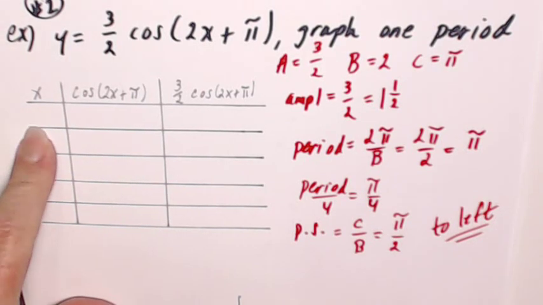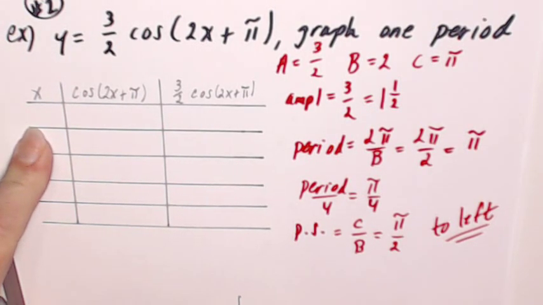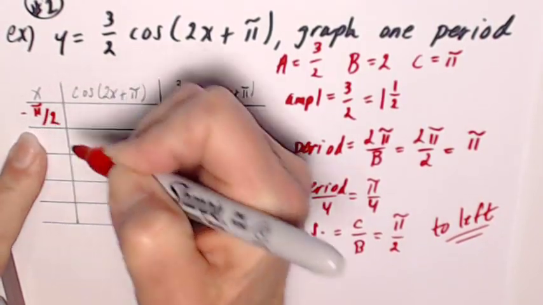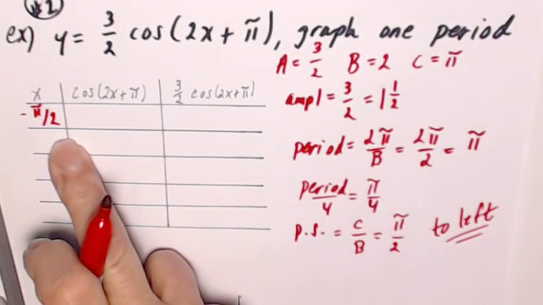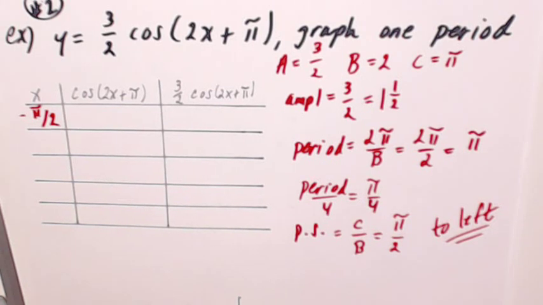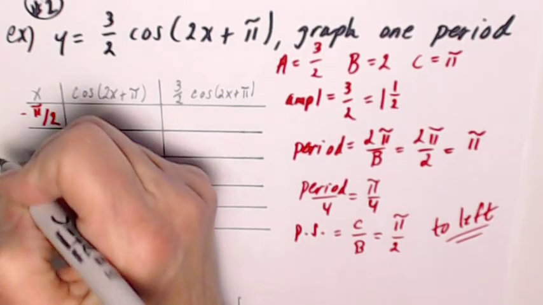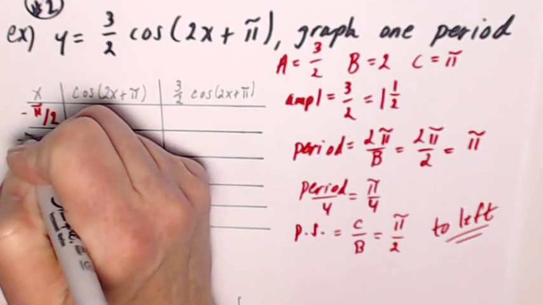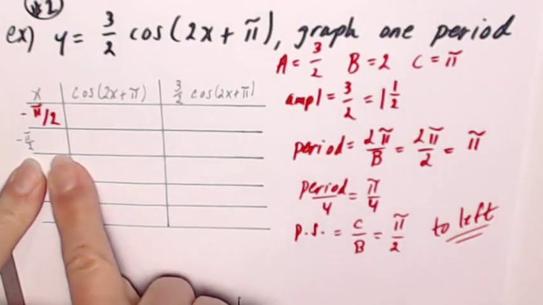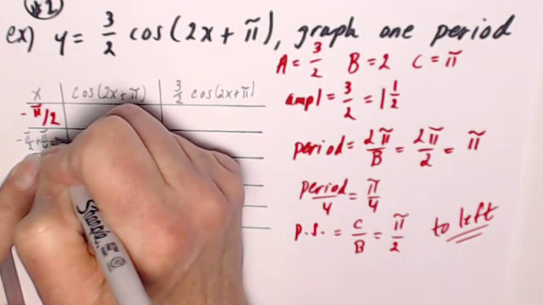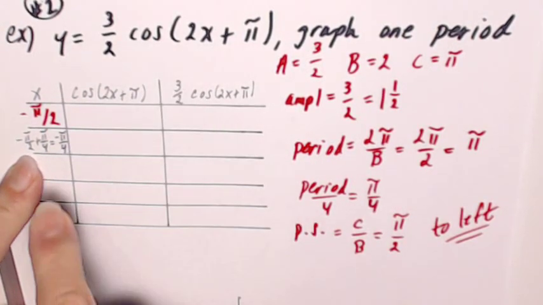So where we started at 0 when we didn't have a phase shift, here we're going to start at negative pi over 2, because remember, we're going to the left of 0 in negative territory. Let me switch markers here because I'm not going to be able to fit. So for the next angle, we started at negative pi over 2, and now we add this increment of pi over 4, our period divided by 4. And this gives us negative pi over 4 through the magic of fractions.